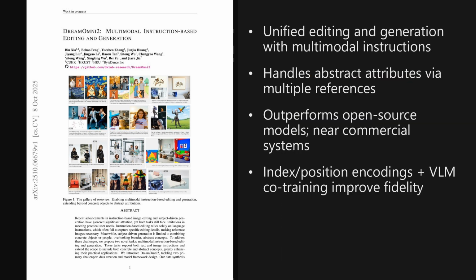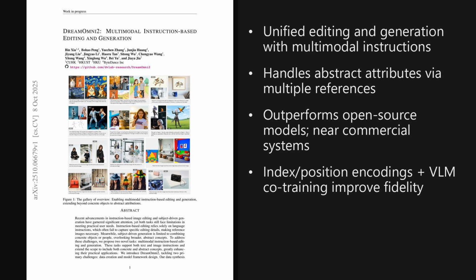I'm Alex. Today we're looking at a paper from the Hugging Face trending list, published on October 8, 2025, which was about 4 days ago. The main idea is a unified system that lets you edit and generate images using both text and reference images, and it handles abstract attributes like texture or style while beating popular open source baselines and nearing some commercial systems. The paper is titled DreamOmni2, Multimodal Instruction-Based Editing and Generation. And, as we'll see later, the results are really impressive.